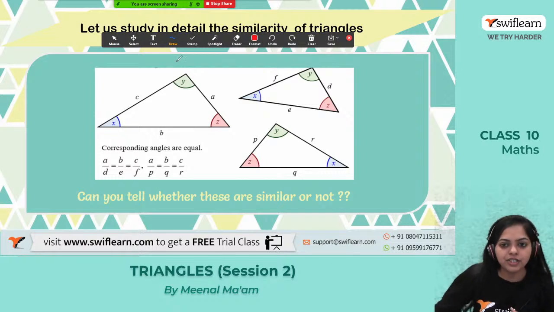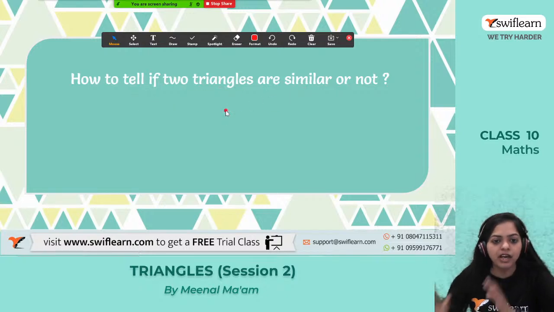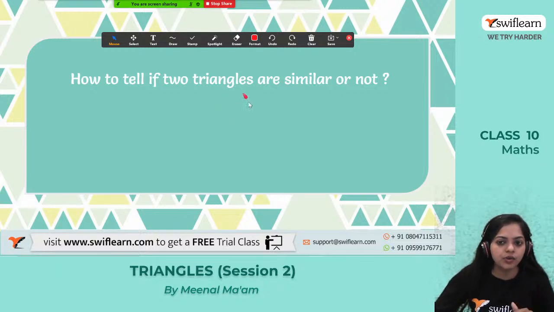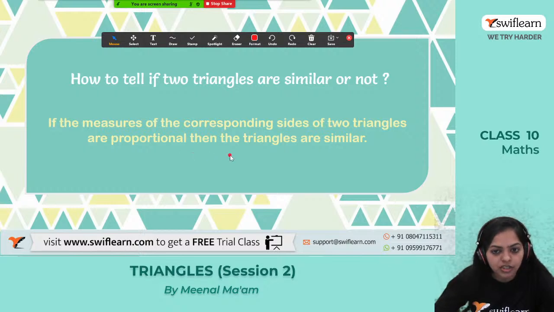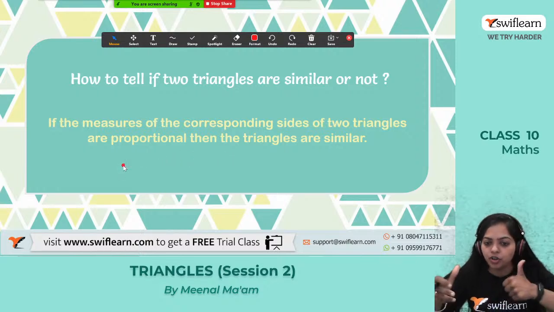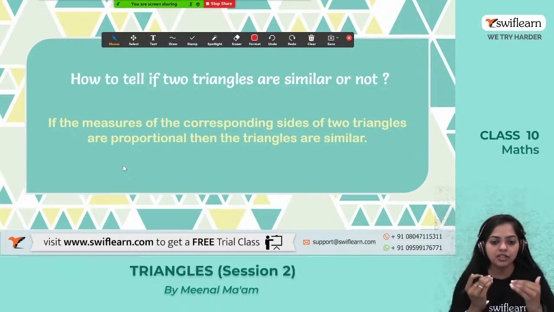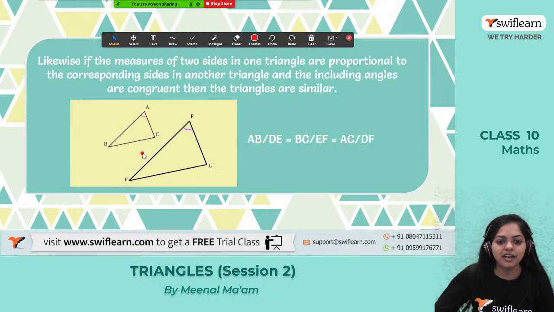Yes. Alright, so let's have a look at the next slide. And here, how to tell if two triangles are similar or not? So we have understood the conditions. Now let's see how we can tell whether two triangles are similar or not. First, if the measures of the corresponding sides of the two triangles are proportional, then the triangles are similar. Got it? That is, they are in the same ratio, then those two triangles are similar. Got it everyone? Okay, that's great.